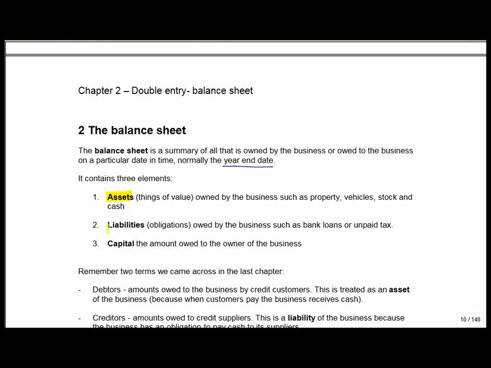The second category of items in the balance sheet are liabilities. These are obligations, amounts that are owed by the business. So bank loans, amounts owing to suppliers that have been purchased on credit. And the final category is capital. We mentioned this in the previous chapter. Capital is the amount of money that is used to set up the business. In other words, what the owner has put into the business. If it's a company, then it's share capital.